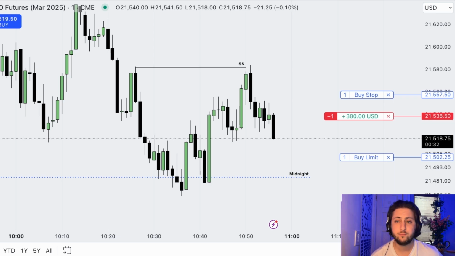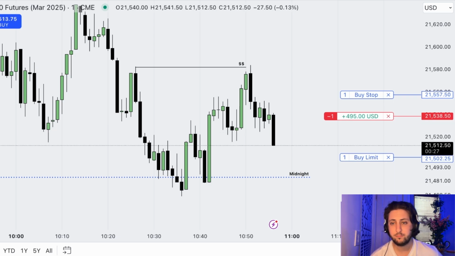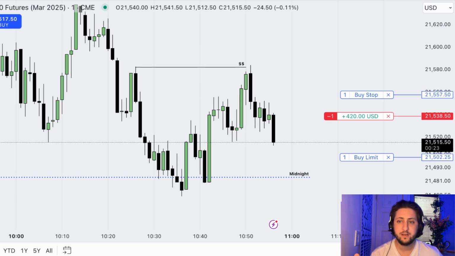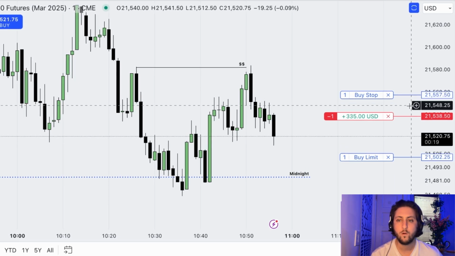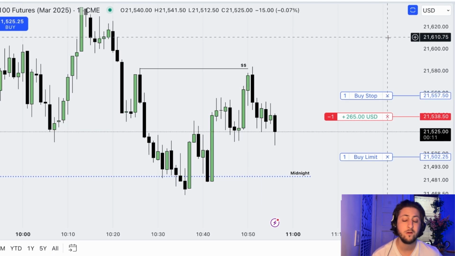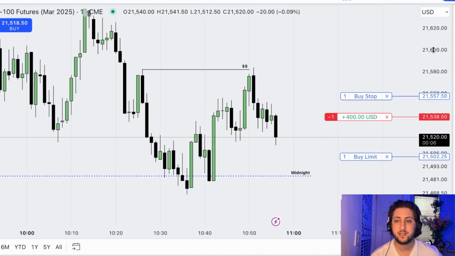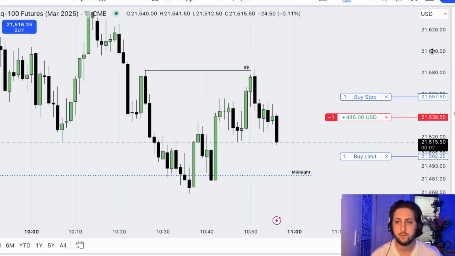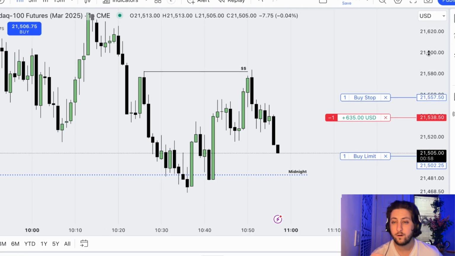So after we sweep that internal low and we start to displace lower, I get short, 75 tick stop loss with a 150 tick take profit. This is all on the 1 minute time frame. So this was a really quick trade with clean delivery. I was able to capture about 2R in about 4 minutes.